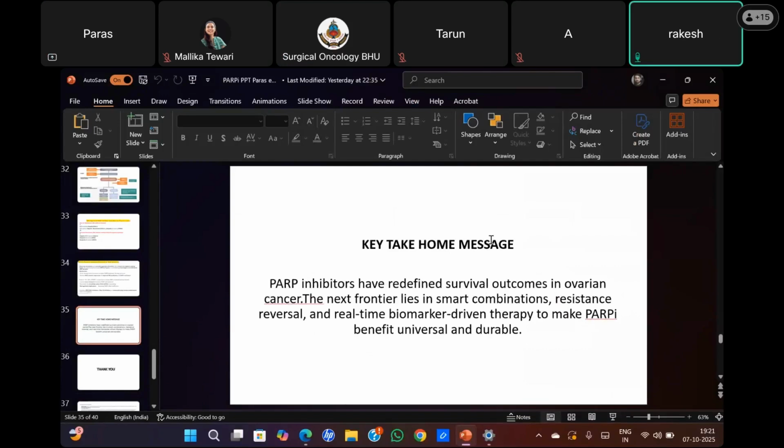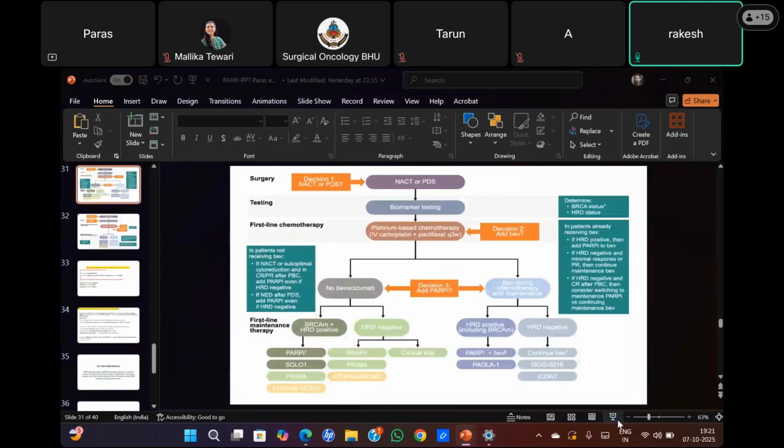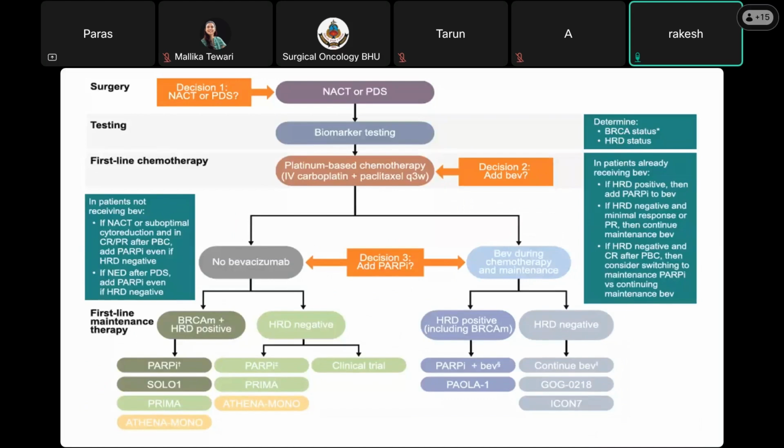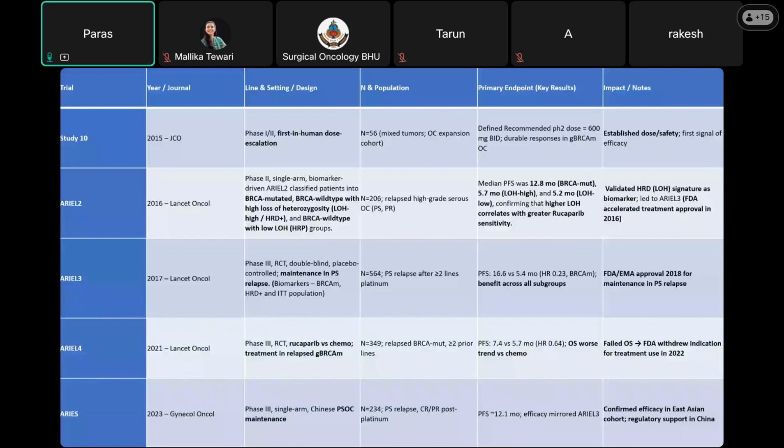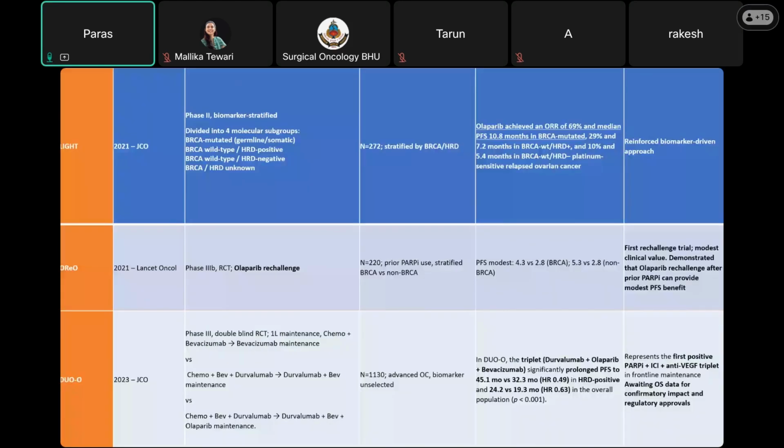Hello, Paras. Can you explain how PARP inhibitor rechallenge can be justified, or in what cases we can give rechallenge with PARP inhibitors? It was tried in the OReO trial published in 2021. In this case, olaparib showed benefit. The PFS benefit was modest, as you can see in the slide. It had a modest PFS benefit in BRCA mutated, and even in non-BRCA mutated. So it can be tried, but it still has not got FDA approval for the same.